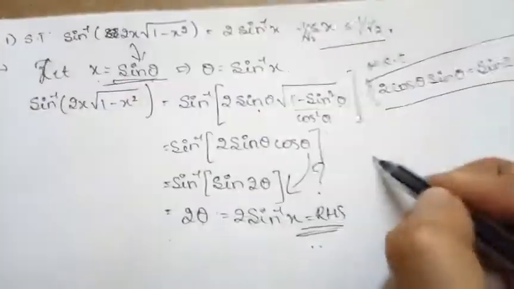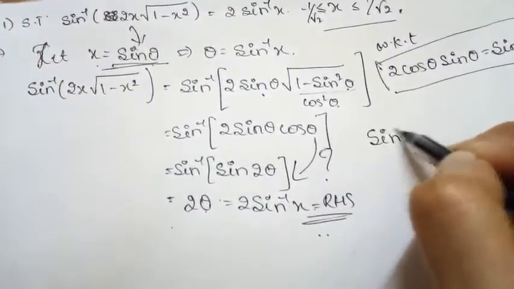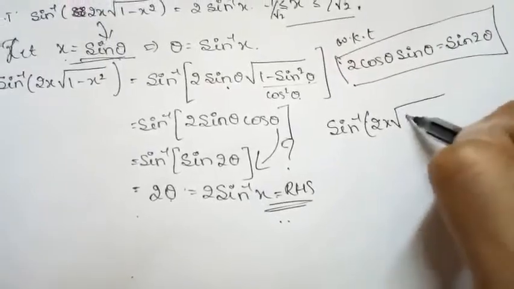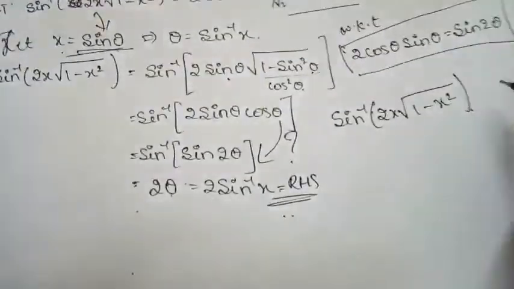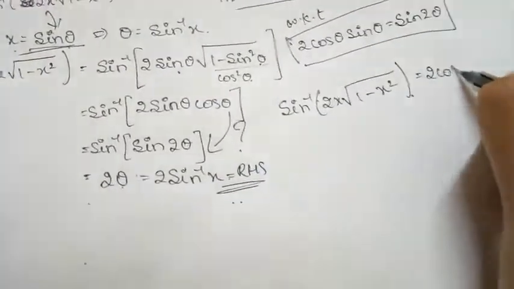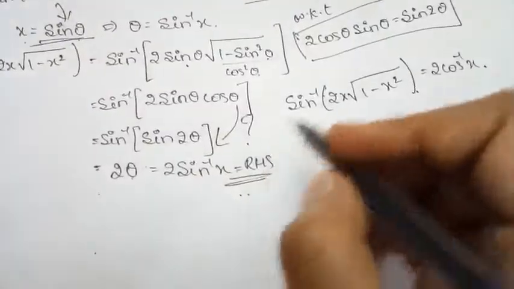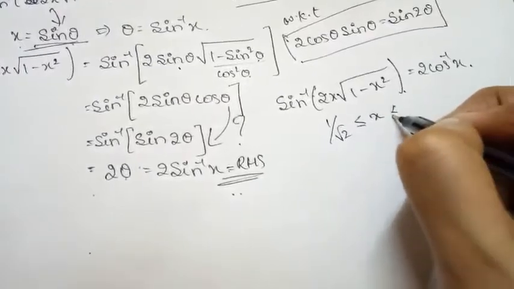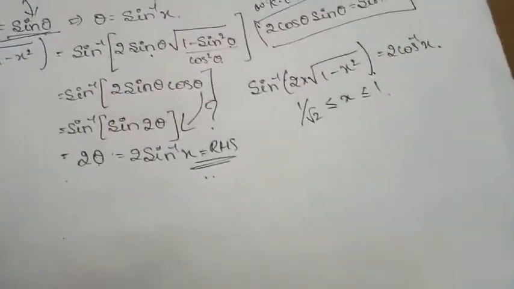So this is how. Similarly, there is another question, that is sine inverse of 2x square root of 1 minus x square is equal to 2 cos inverse of x, where x is varying from 1 by root 2 to when x is less than or equal to 1.